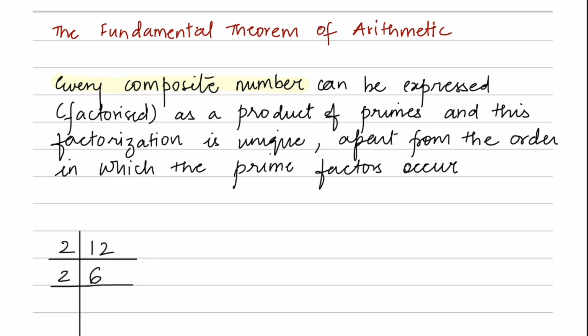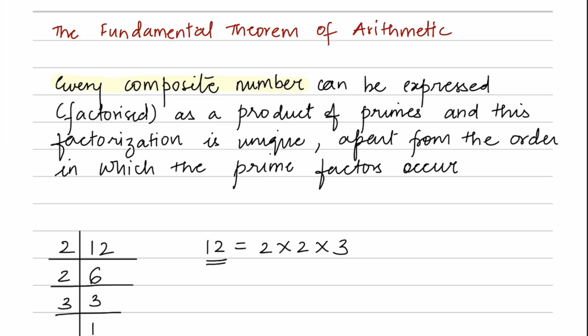So I'll take 2 again, and I know 2 3s are 6. And lastly, we have 3 1s are 3. So what I've simply done is 12 can be written as 2 into 2 into 3. And what I have done here is basically prime factorize 12. So 12 I have expressed in terms of prime numbers 2, 2 and 3.